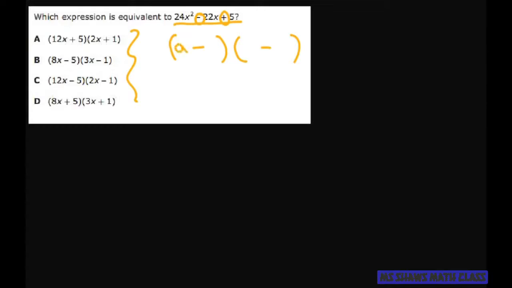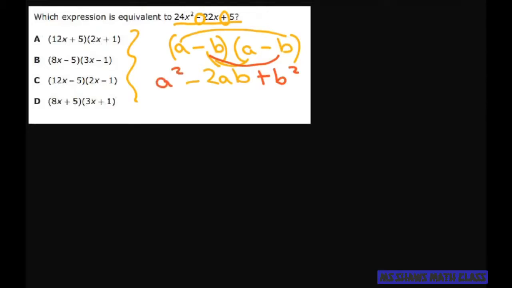Because if I put an A and a B here, A and B, when you do the outer inner, you're going to get negative 2AB. But when you multiply these two, you get positive B squared. And then the first would just be A squared. So when you have the negative here and positive, these are both negative. So we can discount the ones with the positive.